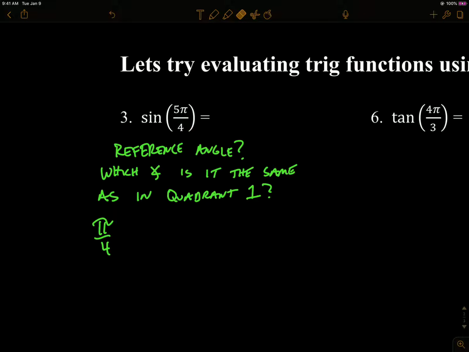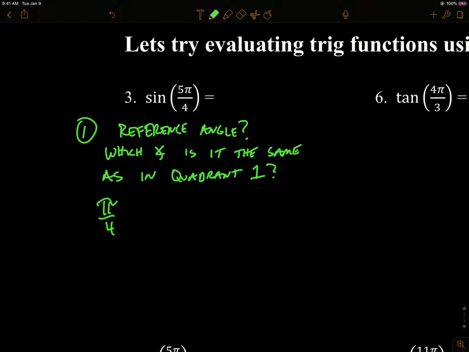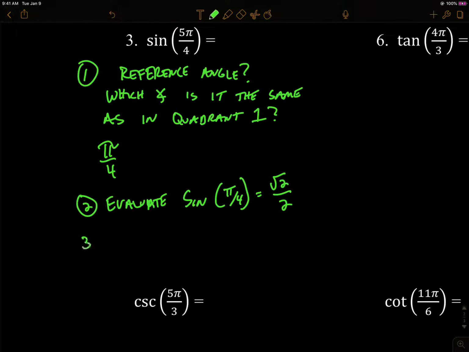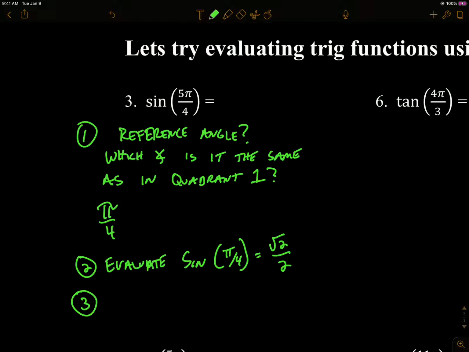So now all I need to do, that's step 1: what's its reference angle? The reference angle is pi over 4. So step 2 is then to evaluate sine of that reference angle. So here's where the memorization comes in. If you memorize the chart for quadrant 1, we know that the sine of pi over 4 is root 2 over 2. Then step 3 is you have to go back to your original angle, 5 pi over 4, and figure out what quadrant it is in.